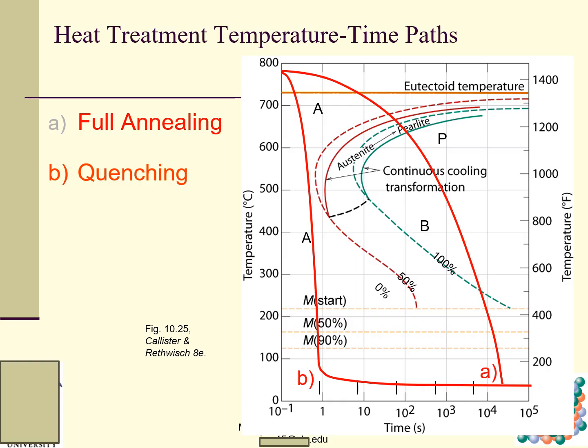As the name suggests, quenching means that the cooling rate is very, very high. How high? It is so high that the cooling curve on this diagram does not intersect the transformation curve. You can see it goes this way, and we will get martensite directly.